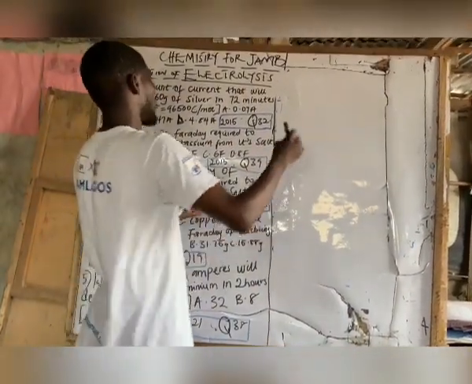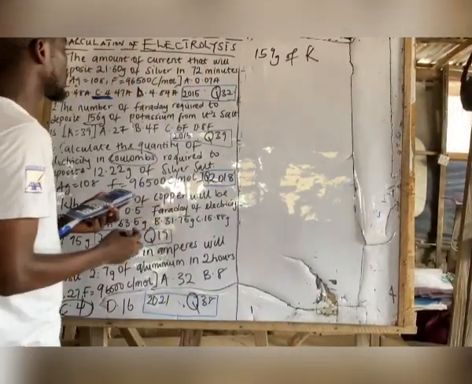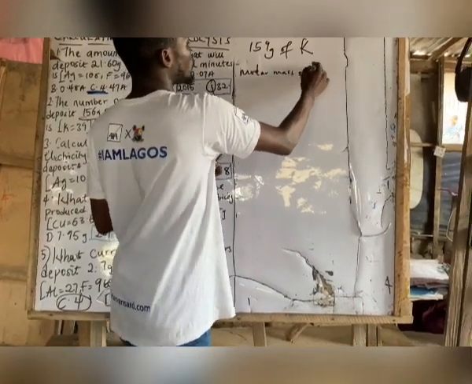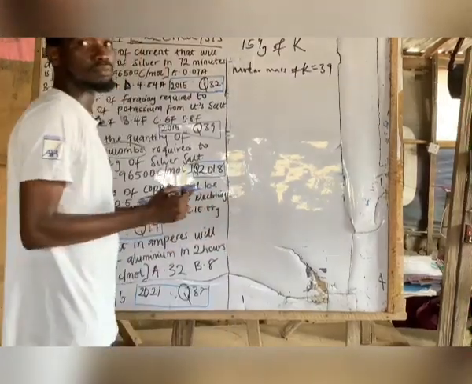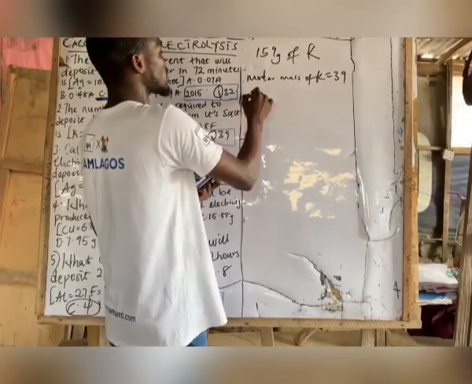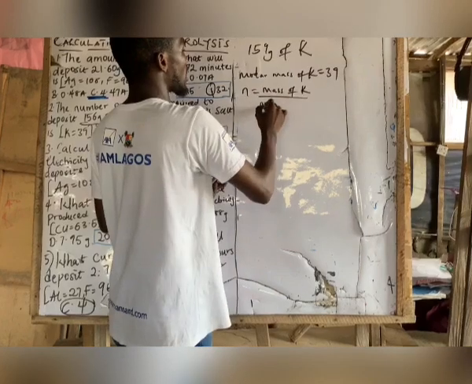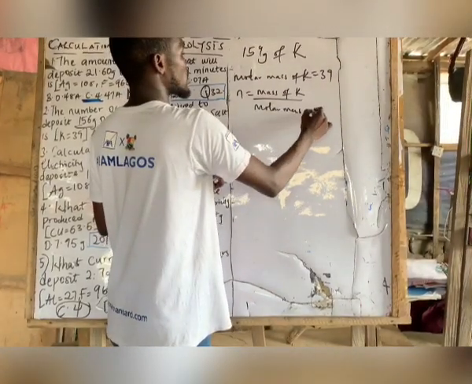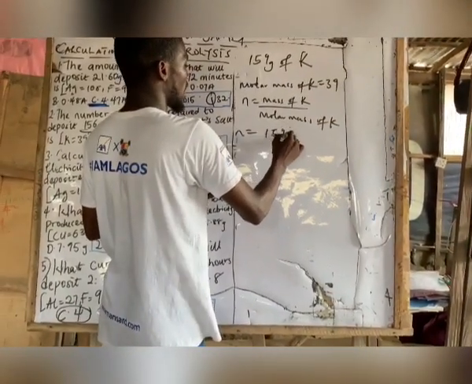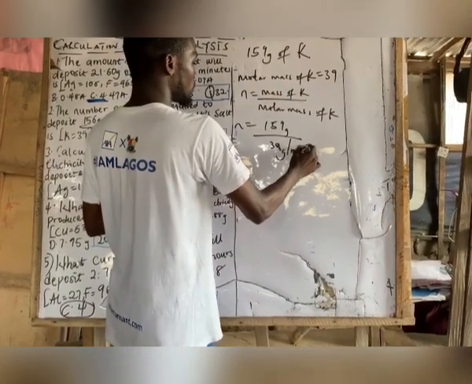So we have 159 gram of potassium, and the molar mass of potassium is given as 39. So it's very simple. We are looking for the number of Faraday. I will just simply do it like this. N is equal to mass of potassium divided by molar mass of potassium. So the mass of potassium is 159 gram, and we have 39 gram per mole.